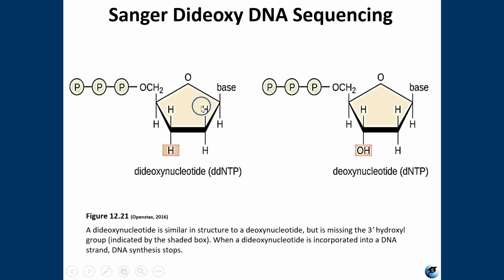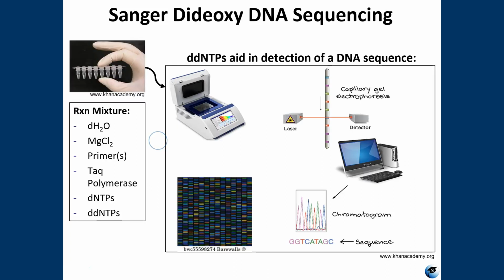A dideoxynucleotide is very similar to a deoxynucleotide in structure, but missing the hydroxyl group here, which is the key to this whole thing. So when a dideoxynucleotide is incorporated into a DNA strand, DNA synthesis stops because the next nucleotide doesn't have the little hydroxyl group to hook onto. The hook is missing, so it can't grab on. Again, we'll explain this just like for PCR.